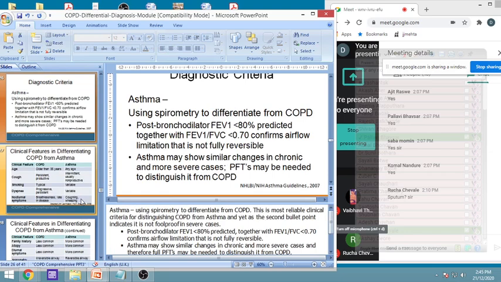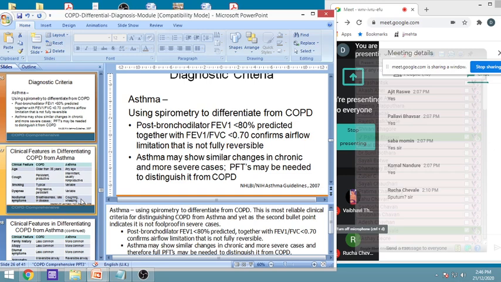So what are the diagnostic criteria? Spirometry: we can use post-bronchodilator FEV1 less than 80% of the predicted value, together with an FEV1 by FVC ratio less than 70. It confirms that airway limitation is not fully reversible. But asthma may show similar changes in chronic and more severe cases, otherwise it is reversible.